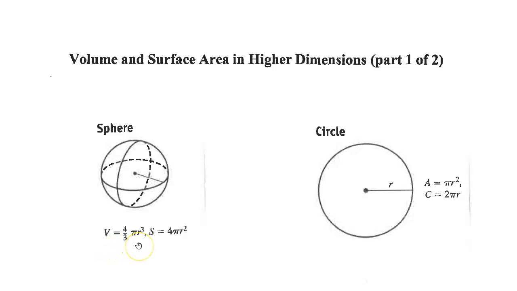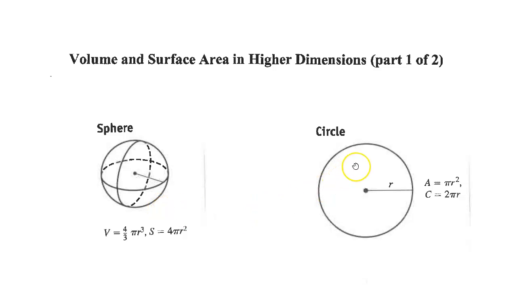And we have these familiar formulas from geometry. The volume of a sphere is 4/3 pi r cubed, the volume of that ball. The surface area is 4 pi r squared. Now, where do these formulas come from? Well, there are different ways that you can derive these formulas.